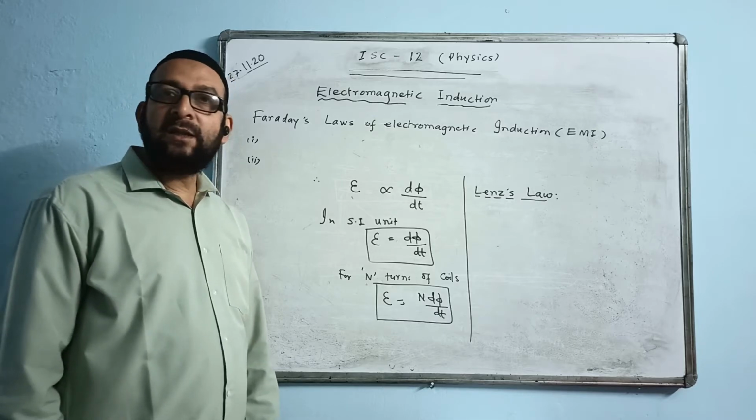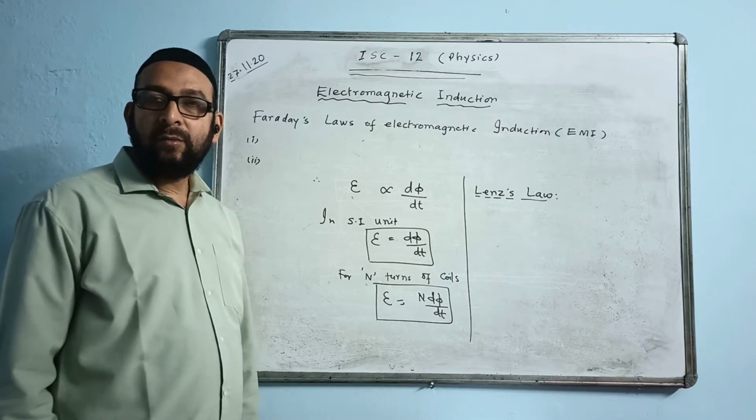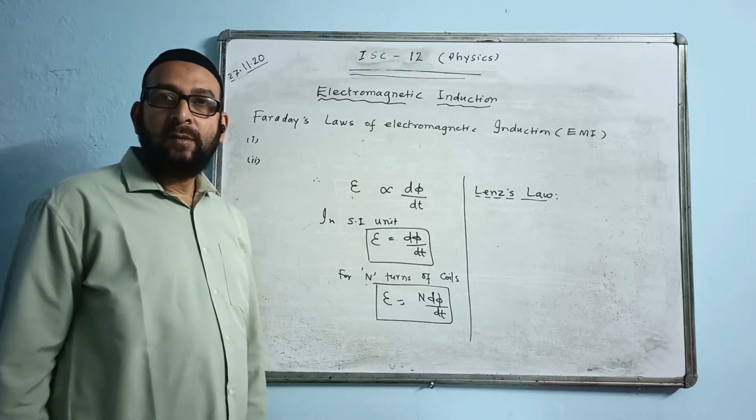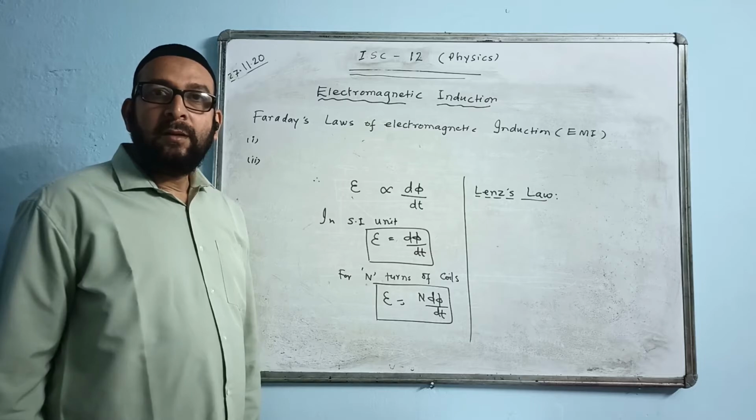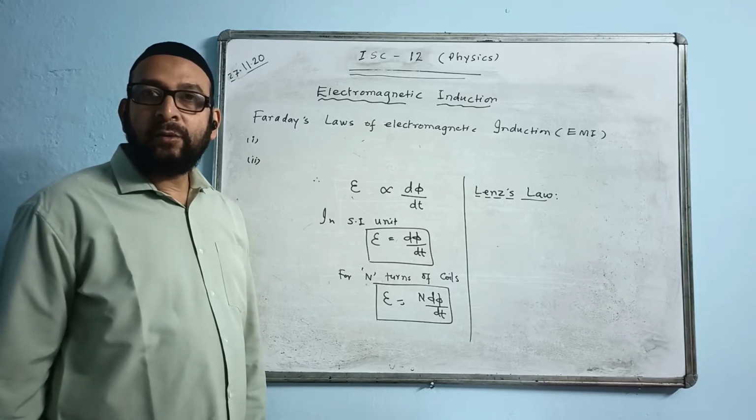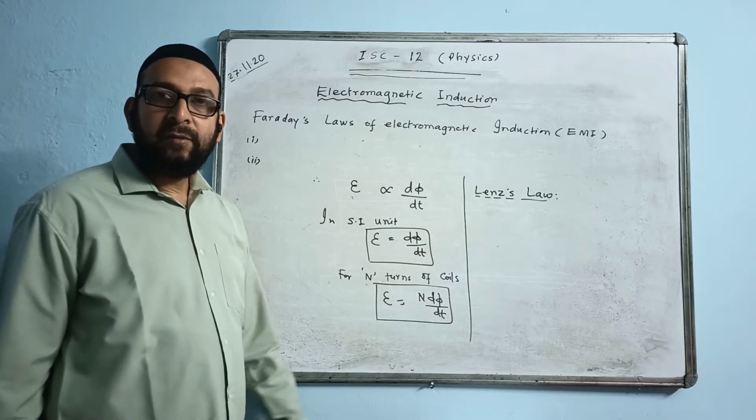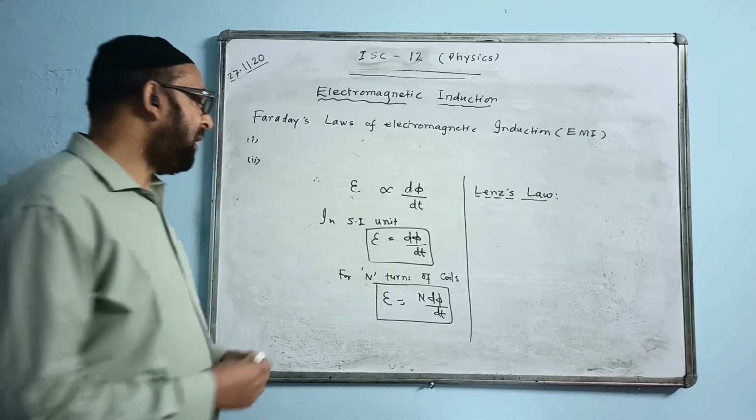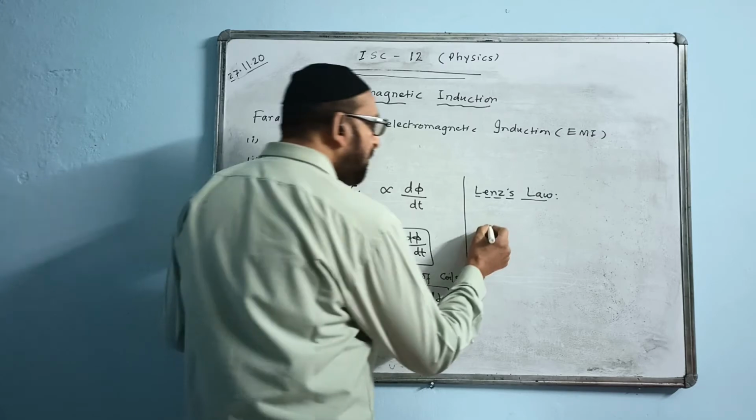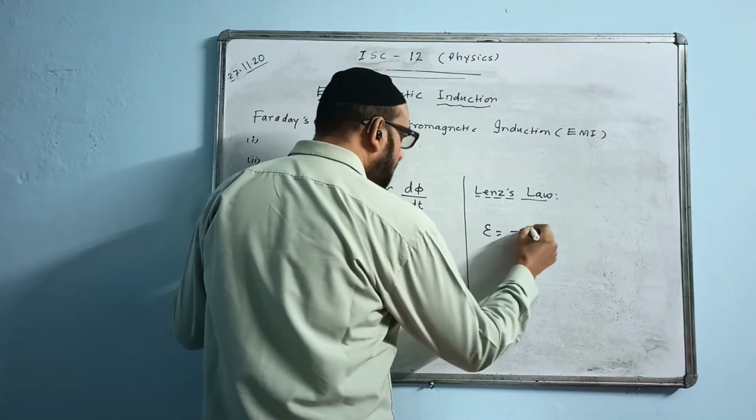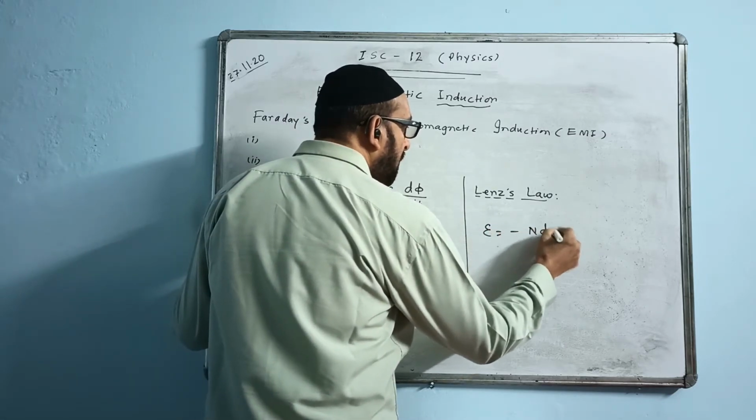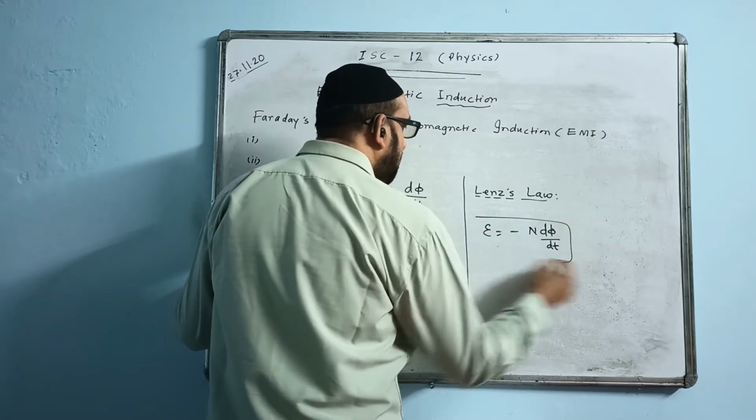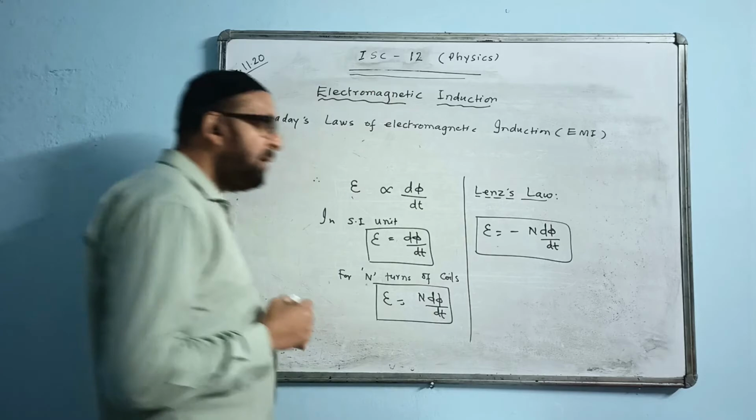Therefore, using Lenz's law, the induced EMF is written as follows. Now we write down here: E equal to minus n d phi by dt. We put a minus sign here using Lenz's law.